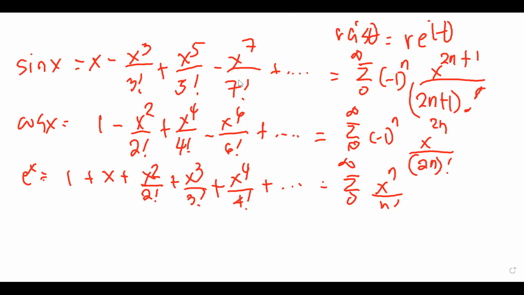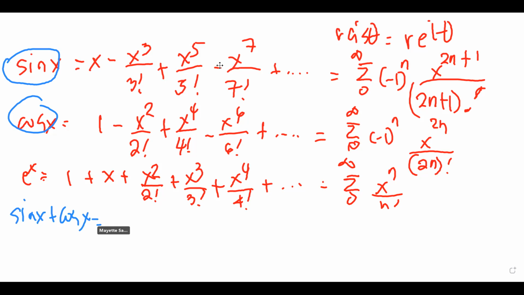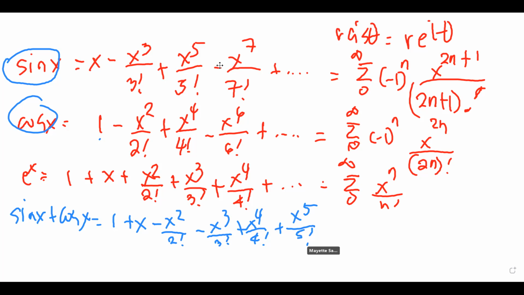Okay. Now, if we are to add these, this will give us sine x plus cosine x is equal to 1 plus x minus x squared over 2 factorial minus x cubed over 3 factorial plus x to the fourth over 4 factorial plus x to the power of 5 over 5 factorial minus x to the power of 6 over 6 factorial minus x to the power of 7 over 7 factorial.